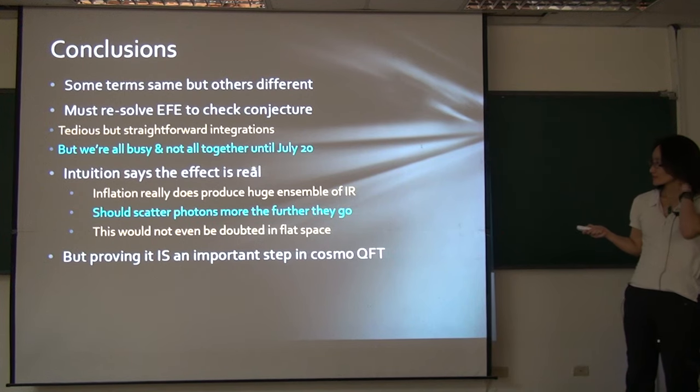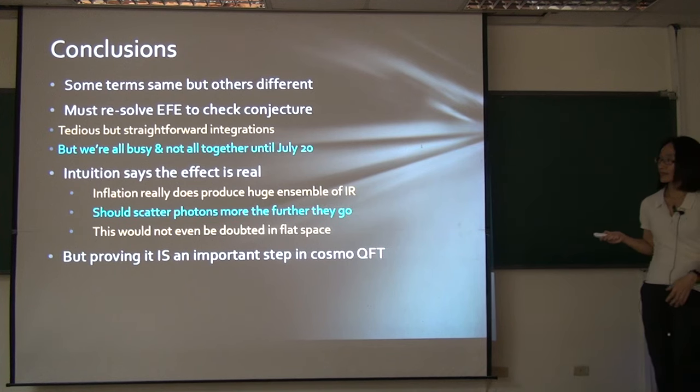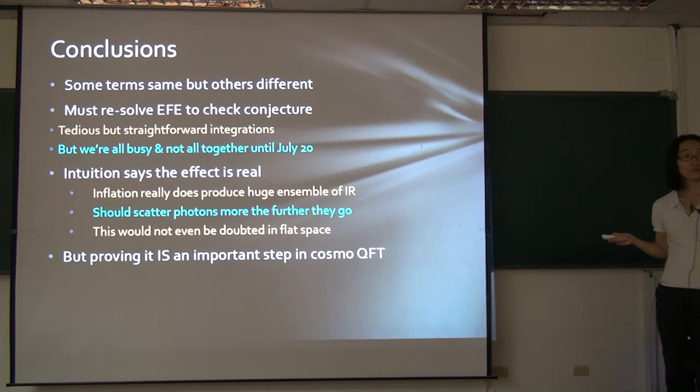But we are very busy and we do not all get together until July 20. So the other thing is just by intuition: the leading infrared logarithm is really fast, I would say, because you just think of the photon propagating through a sea of infrared gravitons. And you can imagine this photon can get hit by a random walk of infrared virtual gravitons. So the photon's behavior must be changed. It might change the dynamical graviton, and might also change the EM force, right? And this result can already be seen in de Sitter spacetime. So why doubt this cannot happen during primordial inflation? I will say this is just from intuition. This is a true effect. It's not a gauge artifact. But we still need to prove it because it's an important step in cosmological quantum field theory. Thank you very much.